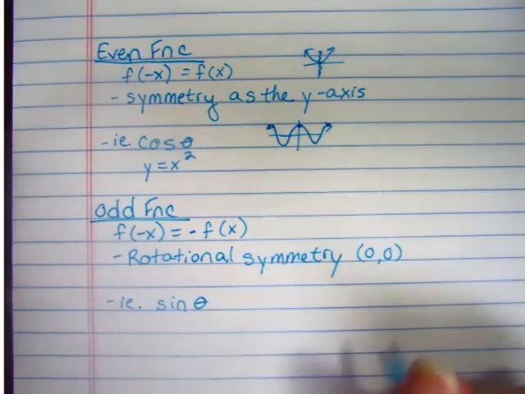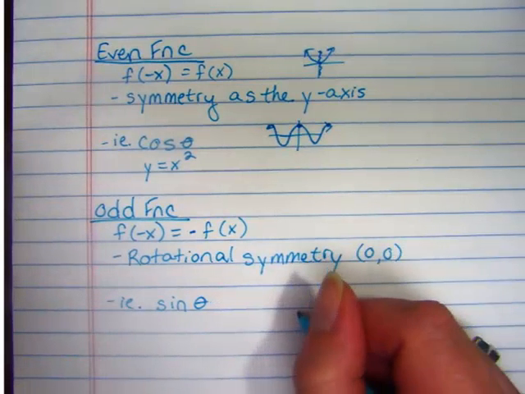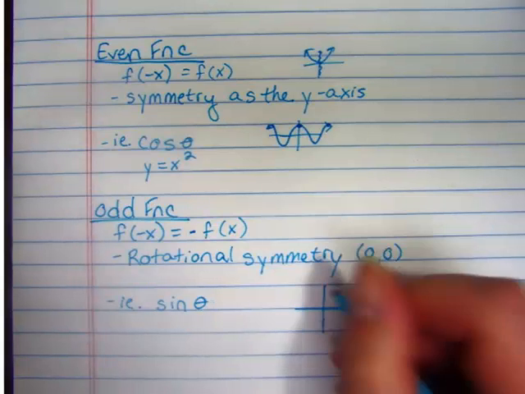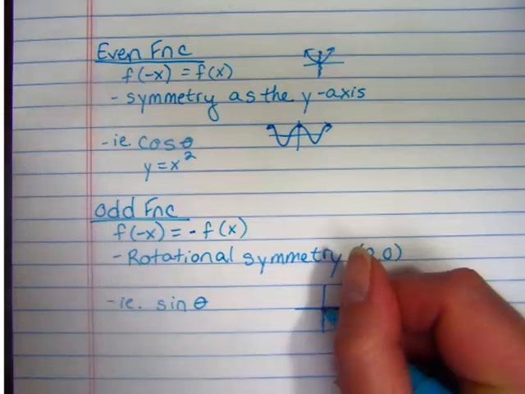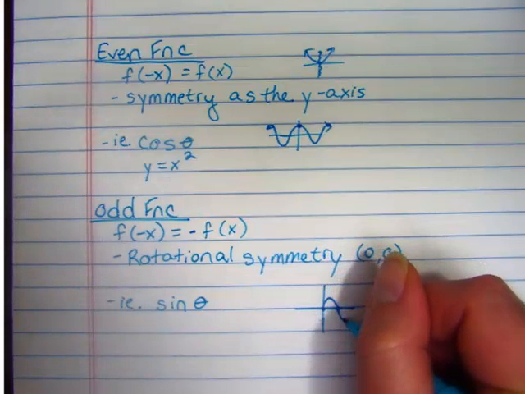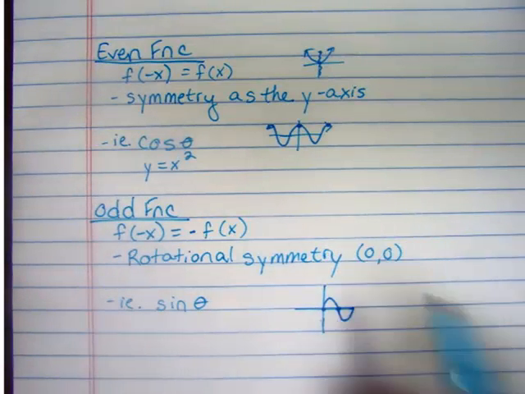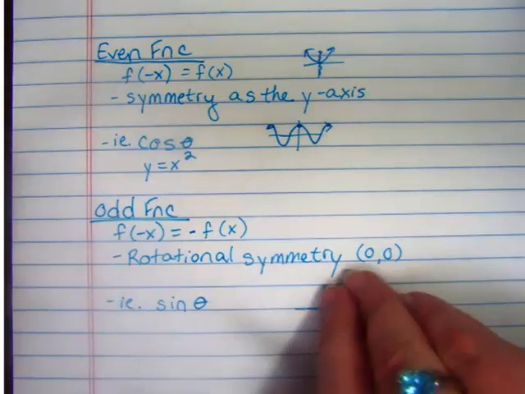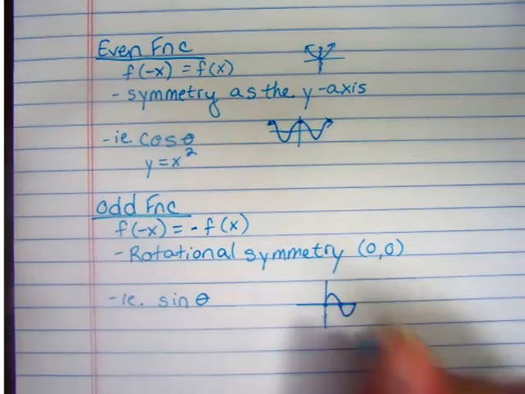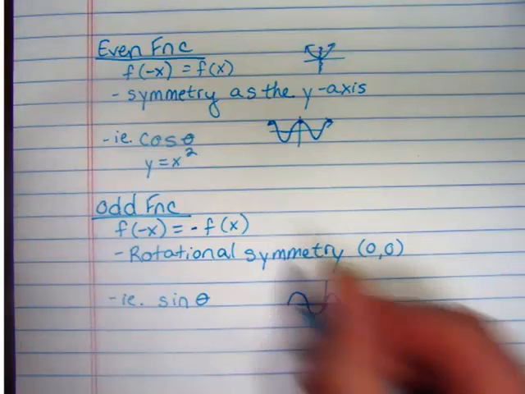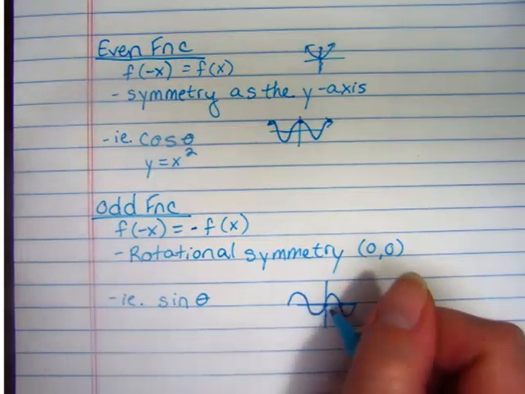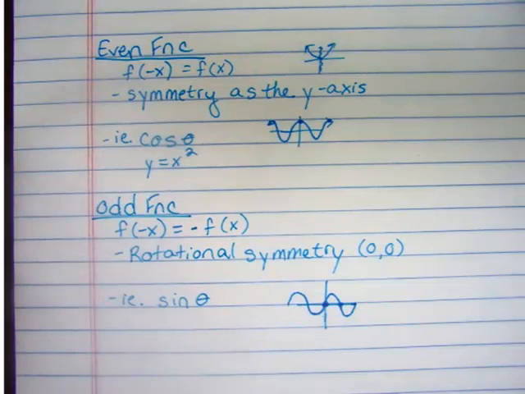Sine is odd because when I graph this, I'll make this one look a little bigger. It starts at 0, 0. So this goes up and down and up. This rotates itself. It turns it around and comes back down and up and down. So it rotates itself about the point 0, 0. That's rotational symmetry. That is an odd function.